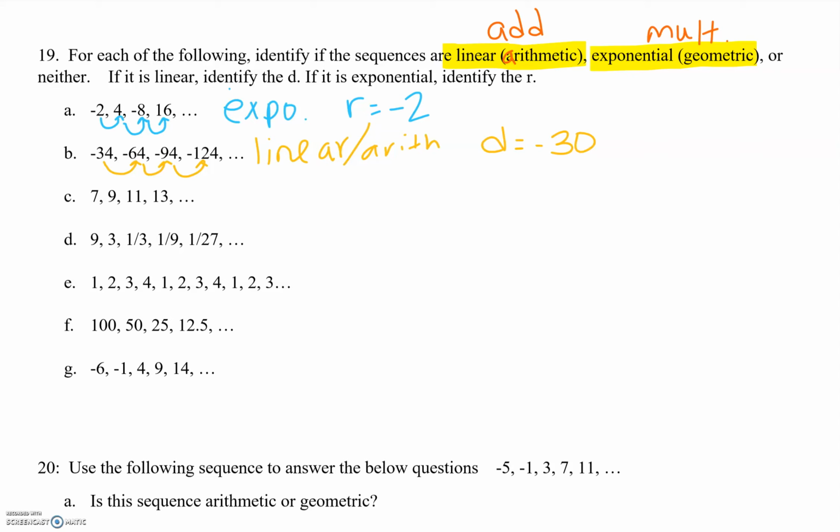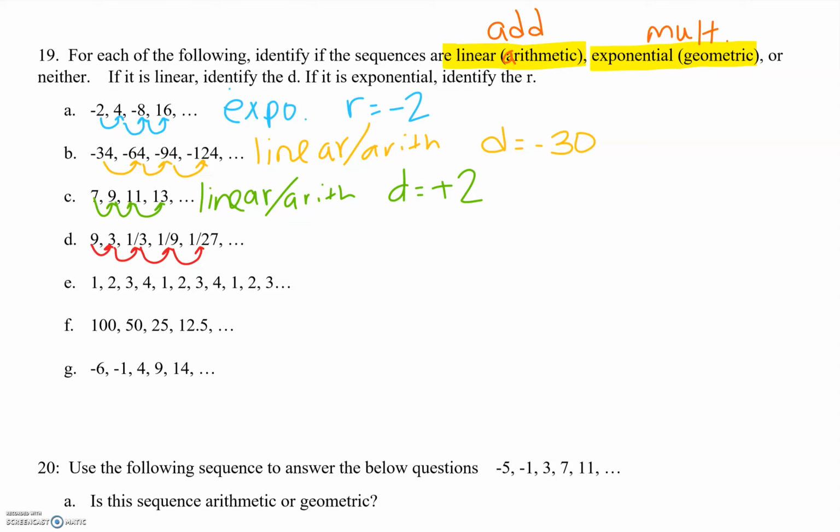All right, let's look at this next one. 7, 9, 11, 13. So 7 to 9, we're going up 2. 9 to 11, up 2. 11 to 13, we are adding 2. Adding is arithmetic. Arithmetic is linear. It is a linear, which is our arithmetic, and that is a common difference of +2, +2. Excellent job.